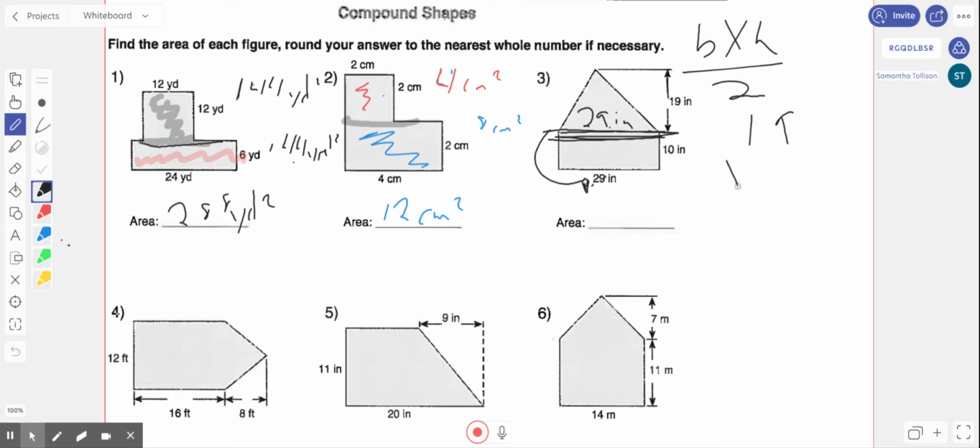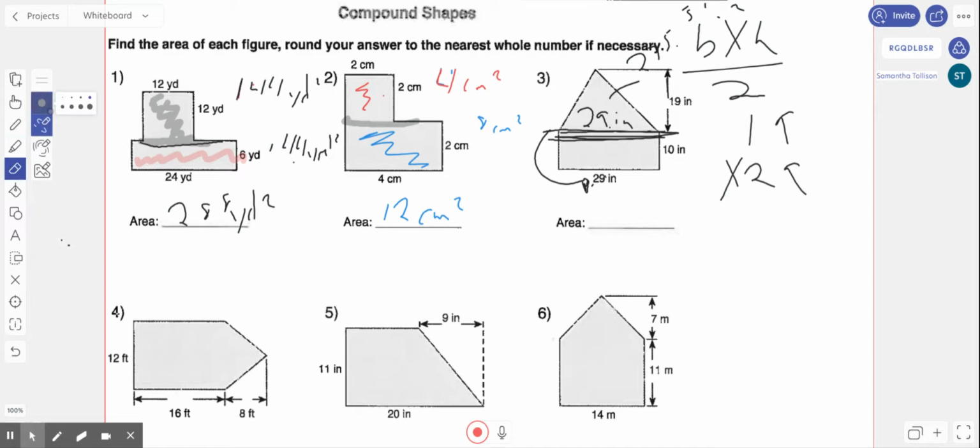So we have 19 times 29 divided by 2. I'm going to do that on my calculator. 19 times 29 is 551, divided by 2. I get that the area of my triangle is 275.5 inches squared. And now we're going to find the area of our rectangle. Let me erase some of this right over here.